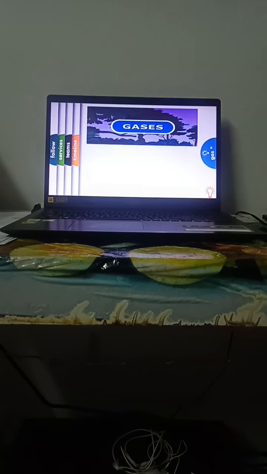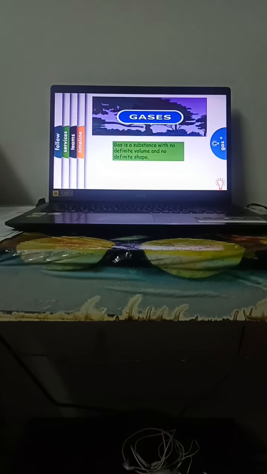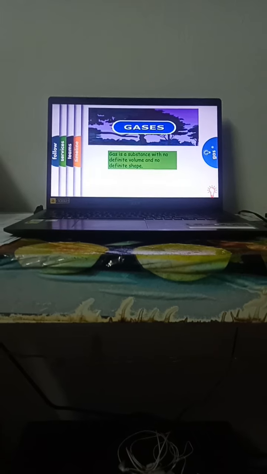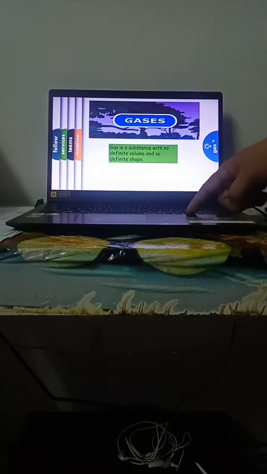Let's learn about gases now. Gas is a substance with no definite volume and no definite shape. Gas particles are not held together. They float away and fill up the space they're in.